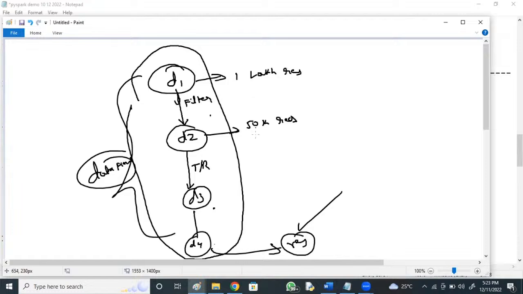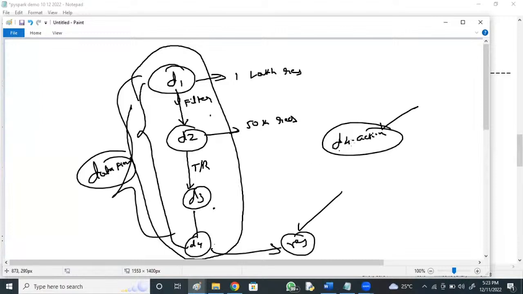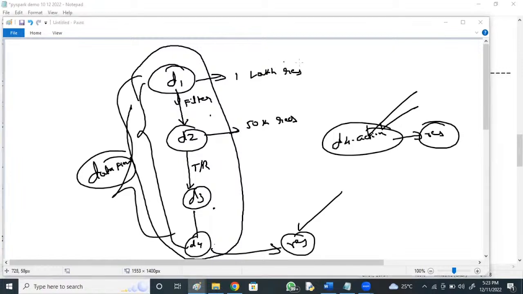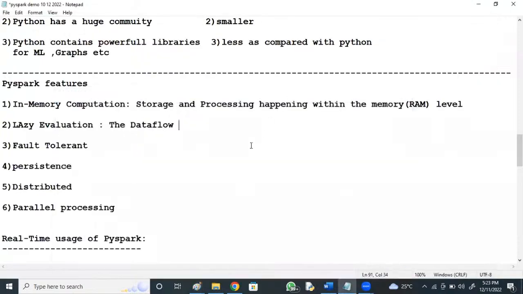To collect it, the data flow won't execute immediately. Whenever you define these, they are not going to get executed until you trigger some action, D4 dot action. Whenever you apply an action on D4, it executes from the root up to D4 and gives the result which can be collected. Whenever you perform an action only, the flow is executing. That we call lazy: the data flow gets executed only then.